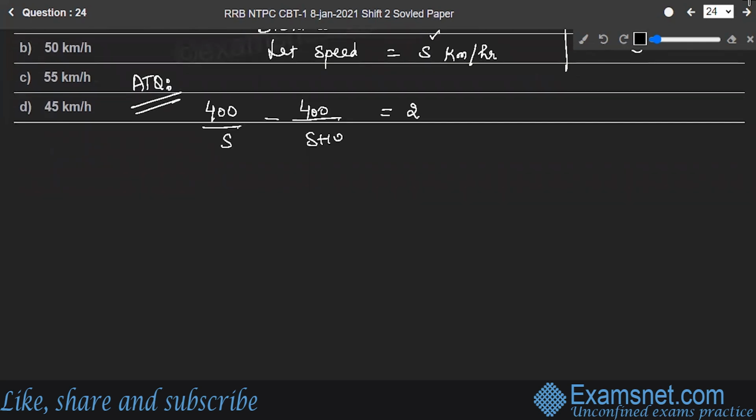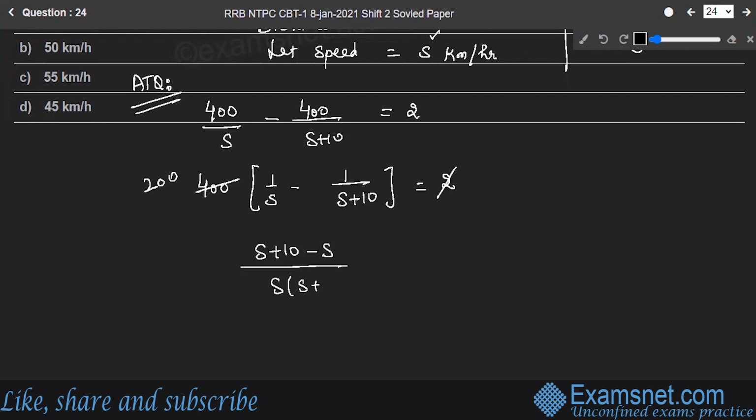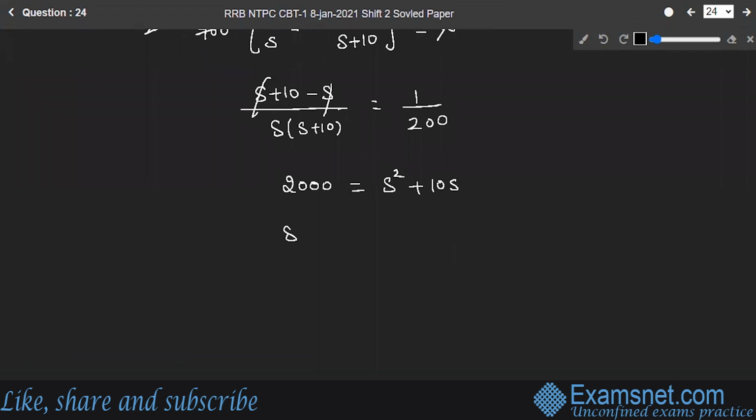Let's take 400 common. 1 upon S minus 1 upon S plus 10 is equal to 2 upon 400, that is 1 upon 200. So S plus 10 minus S upon S into S plus 10 is equal to 1 upon 200. This will cancel out. You will have 2000 is equal to S square plus 10S, or S square plus 10S minus 2000 is equal to 0.